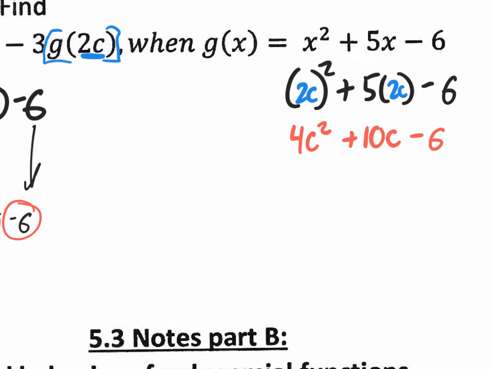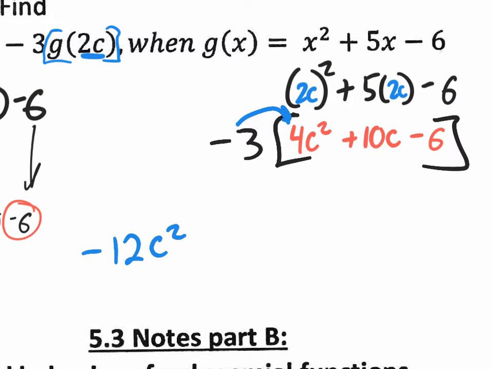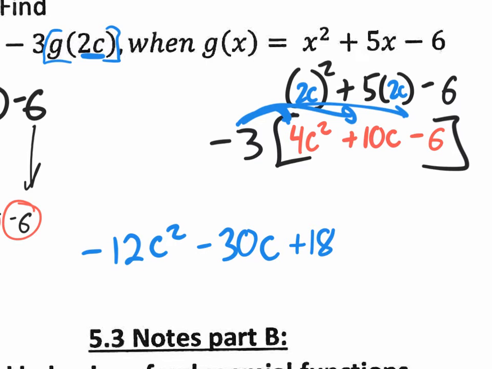And so far, we just have this g of 2c. That's g of 2c right there. We still need to multiply it by a minus 3. So we really have this minus 3 that we need to distribute into that whole thing. You could use parentheses or you could use brackets. It's the same deal. Now let's distribute that minus 3. Minus 3 times 4c squared, that's a minus 12c squared, minus 3 times positive 10c, that's negative 30c, and minus 3 times negative 6 is plus 18.